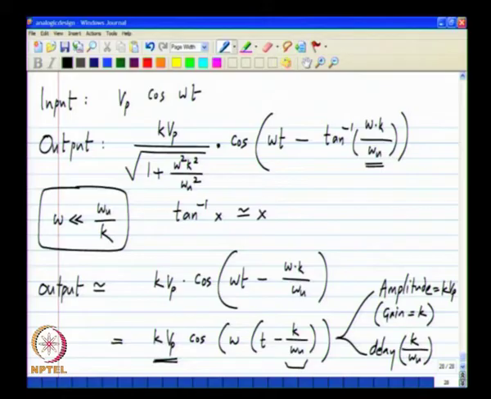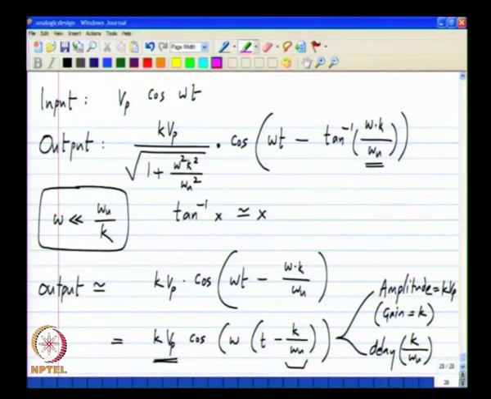So, it appears that the amplifier is behaving more or less ideally, right. So, again this is the approximate behavior of the amplifier for frequencies much smaller than the pole frequency, or frequencies much smaller than the 3 dB bandwidth of the system. Okay. For these frequencies the output can be approximated by neglecting the omega square k square by omega u square term, as well as approximating the tan inverse by the argument of the tan inverse.